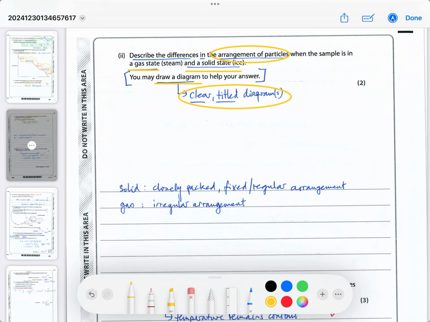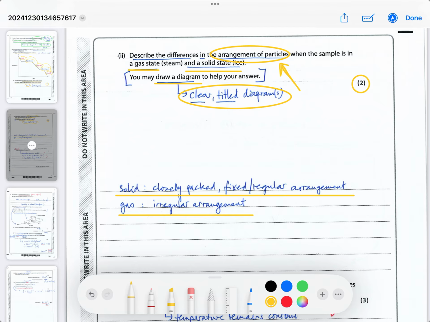So for 2 marks, if your diagram shows that the solid is clearly labeled, closely packed and in a fixed or regular arrangement, that will give you 1 of the marks. And if the gas is random motion, irregular arrangement, you do not need to show the movement. Okay, that's not what they've asked for, because they've asked for the arrangement.